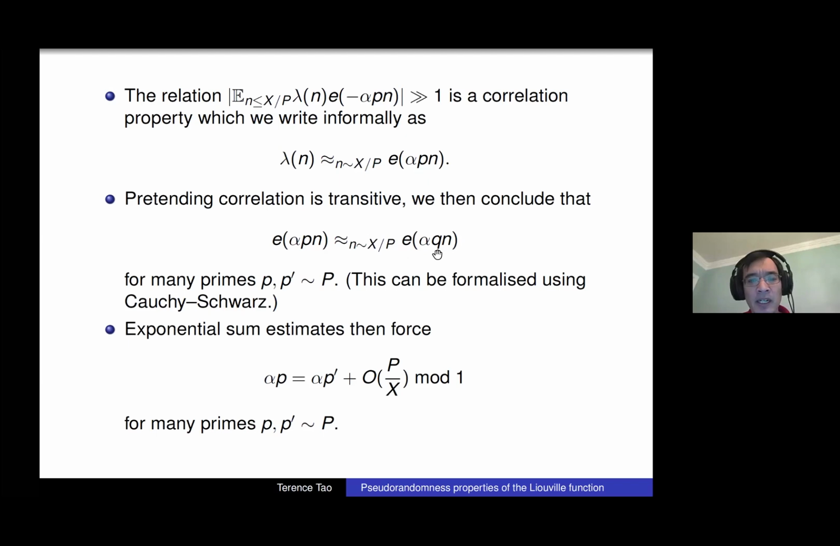And you can compute what this means. You can compute the correlation by exponential sum estimates. And what you find is that alpha p and alpha p prime have to be close to each other mod 1. Well, actually, you have to pigeonhole a little bit until this is the case. But basically, because you have all this correlation, at least their fractional parts have to be close to each other for many, many primes p.